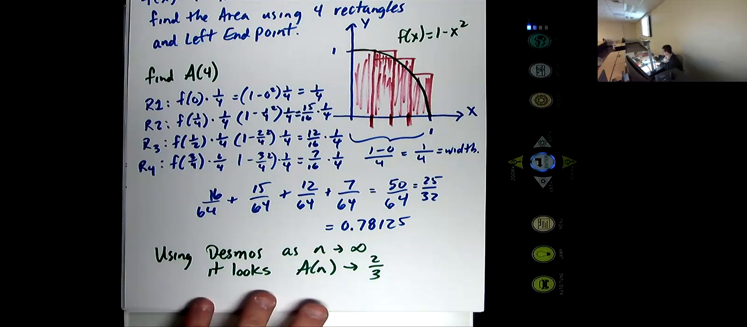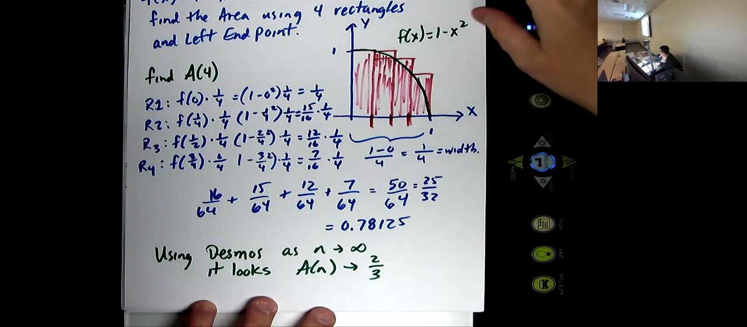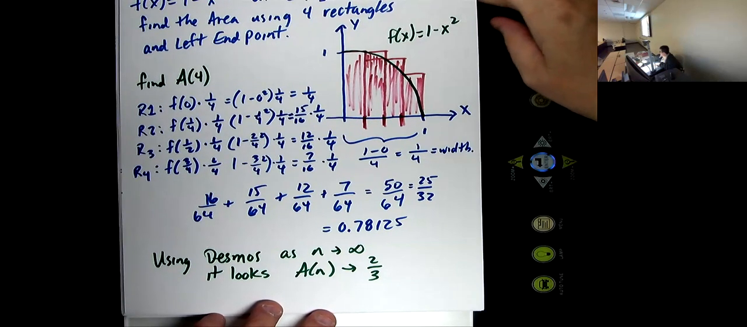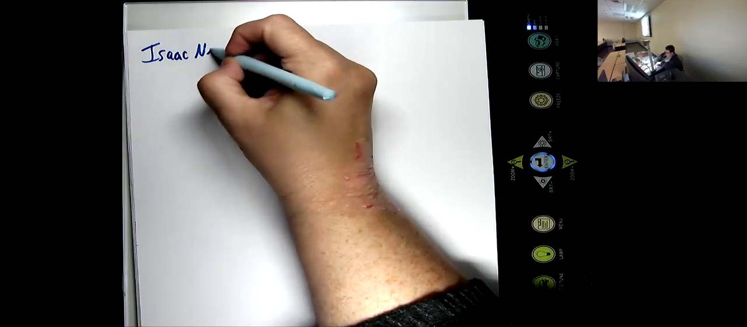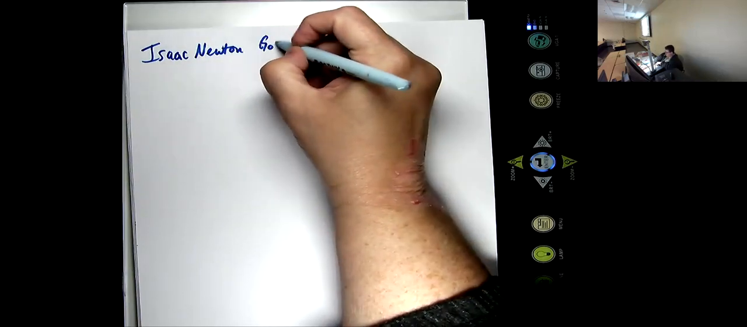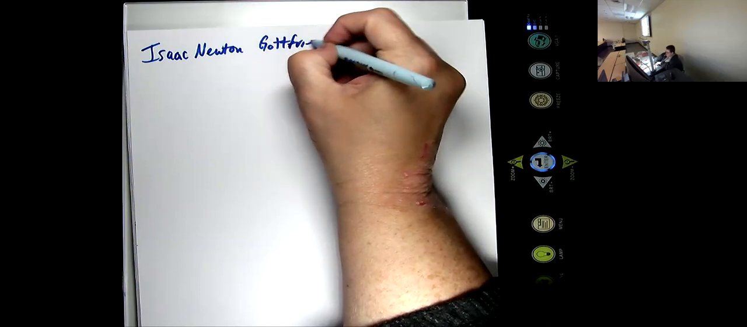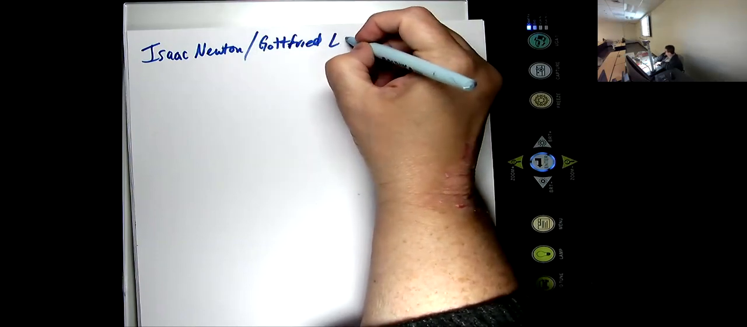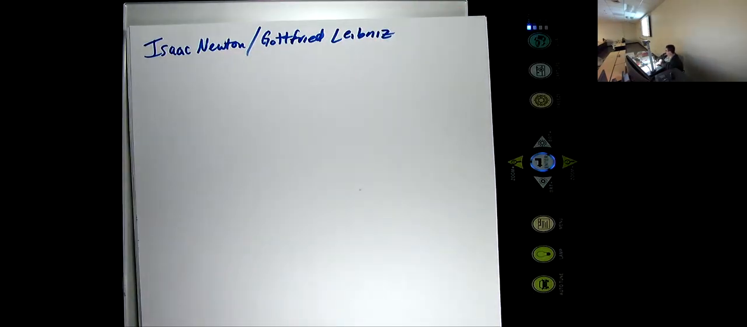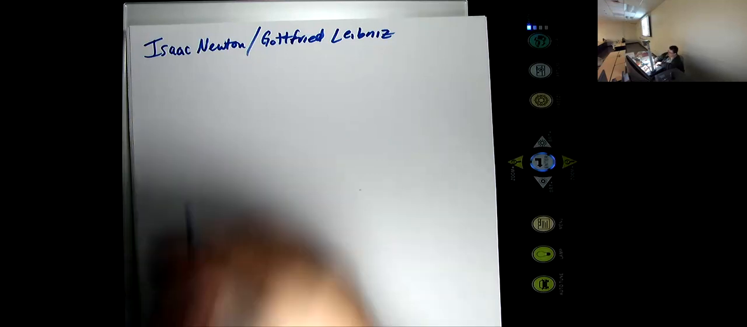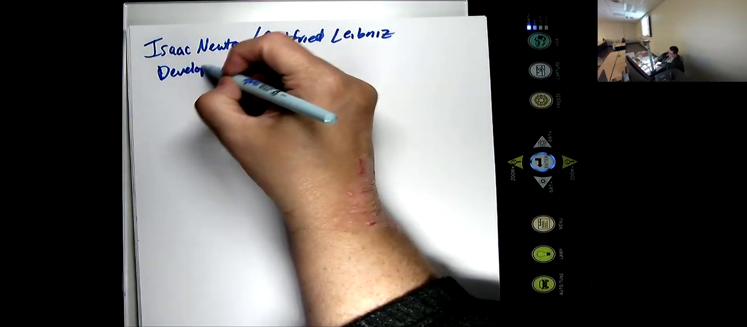So this rectangle method worked really well for quite a bit, but it doesn't work on every function. So they had to come up with other things. Isaac Newton and Gottfried Leibniz. They're the ones who developed calculus at the same time in different parts of the world.